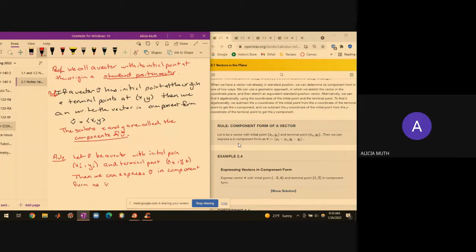as the bold vector V equals, using our angle bracket, the difference of the x coordinates, x terminal minus x initial, which gives us our x component. And then for the y component, we're focused on the difference of the y values, y terminal minus y initial. And there we have it. That's how we find the component form of a vector.